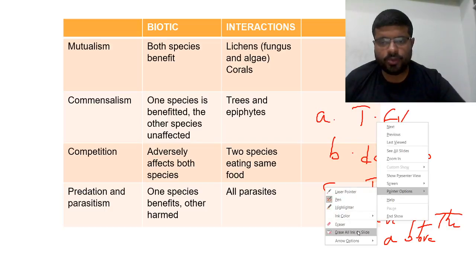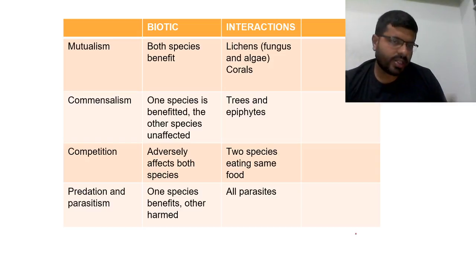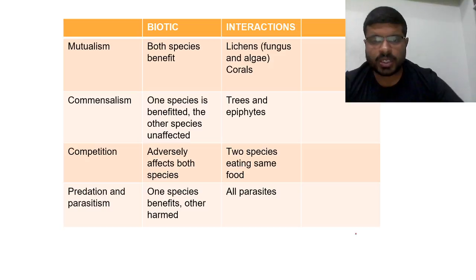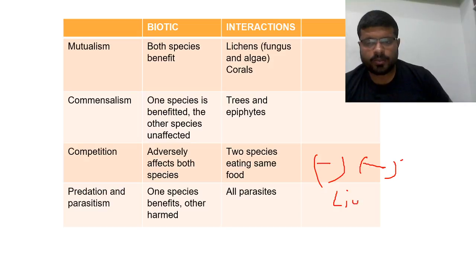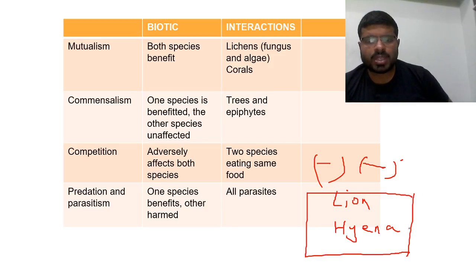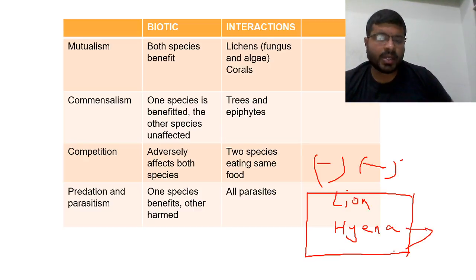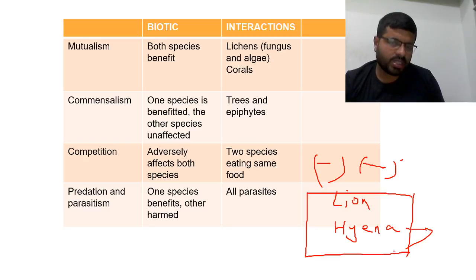Then moving to the next point, competition, etc. As the word itself says, competition adversely affects both species. Two species eating the same food, because of which there is a negative influence on both. For example, a lion and a hyena. Within a certain area, both animals usually tend to have the same kind of prey. These are the predators, lion and hyena, and both usually tend to kill the same kind of animals. So two species eating the same food, that is competition. There is always a problem of adversely affecting both species.